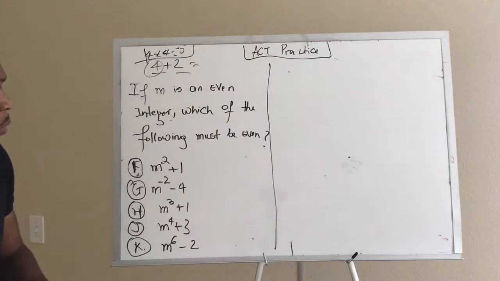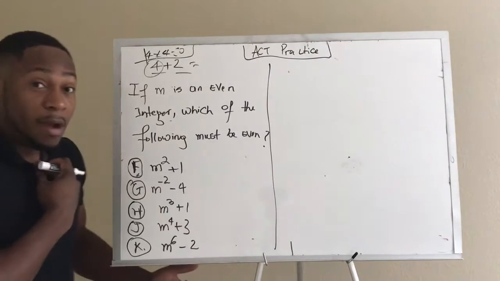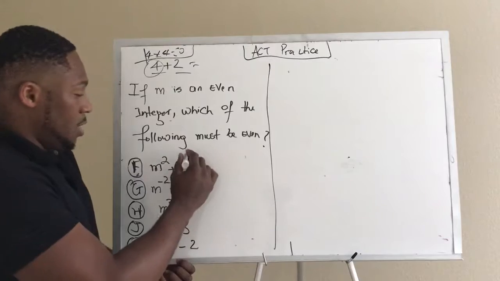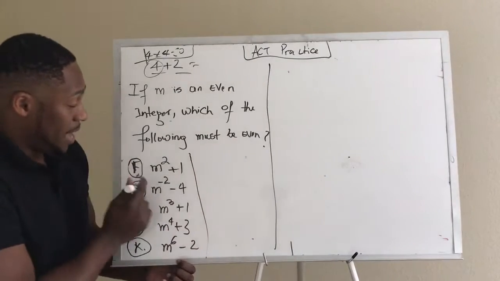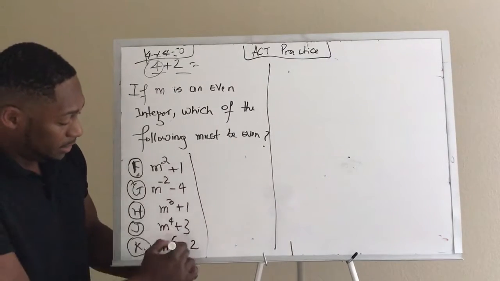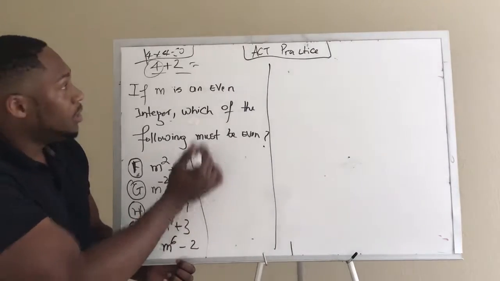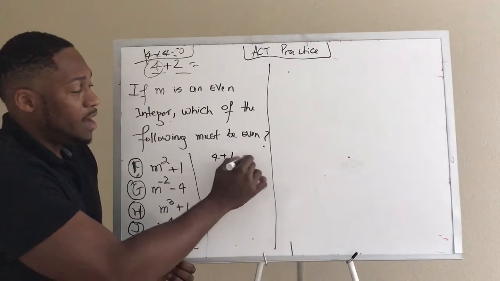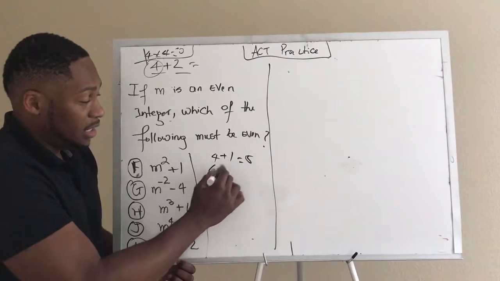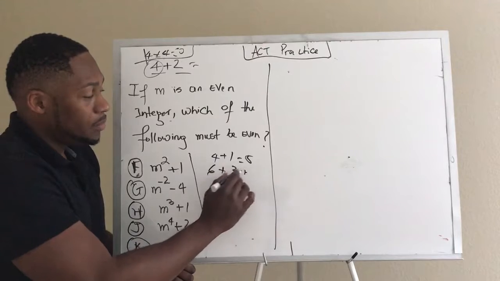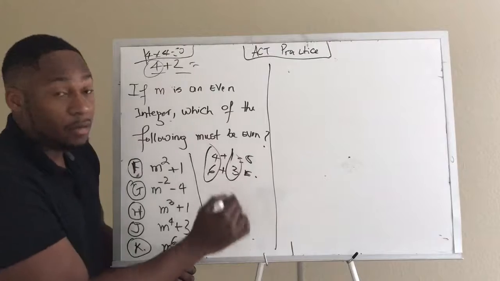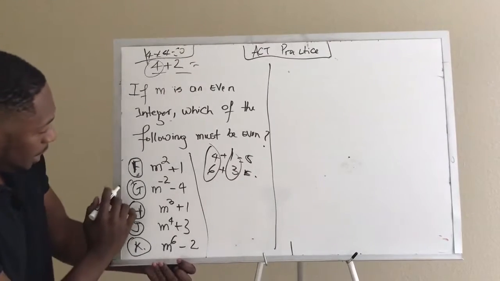So we want to make sure that we find an even number, and we can do this by process of elimination. The way you eliminate is you say, okay, if I add an odd number to an even number, so if we have 4 plus 1 is 5, that's an odd number. 6 plus 3 is also an odd number. So if you have an even number and you add an odd number, you're going to get an odd number.